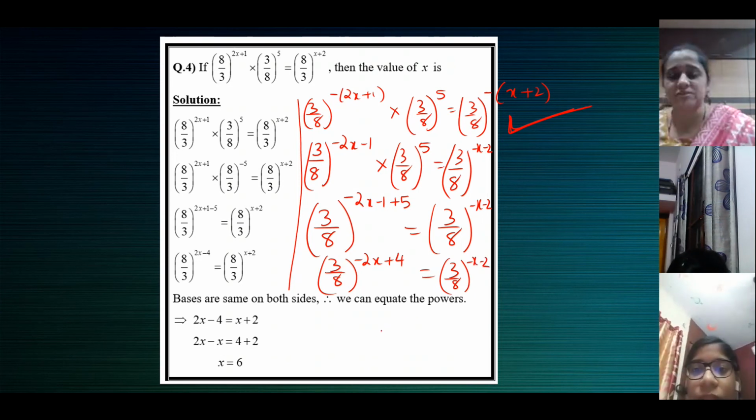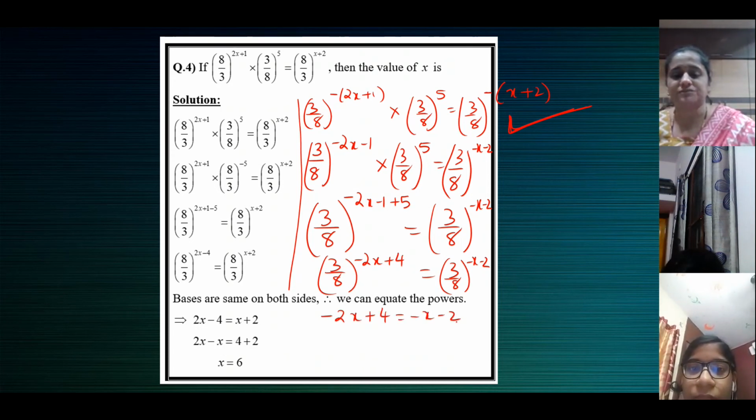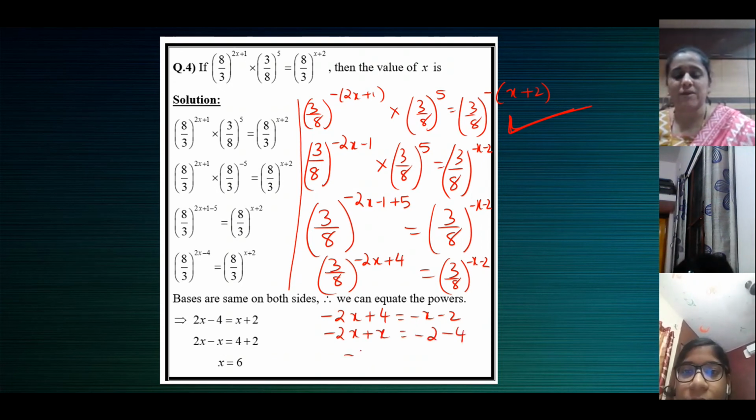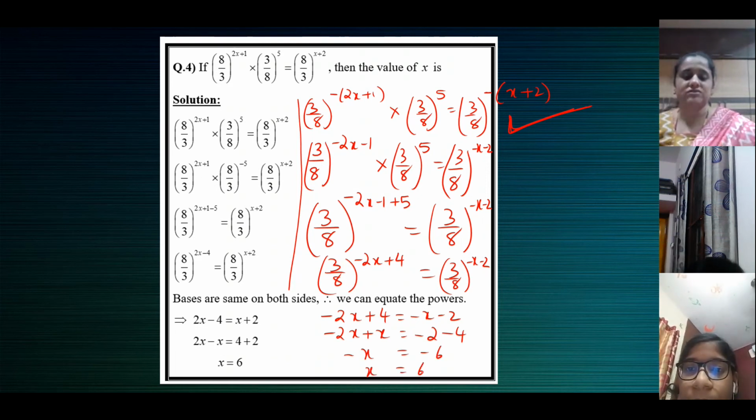Now on either side, the bases are the same, so we equate the powers. Minus 2x plus 4 is equal to minus x minus 2. Take the x terms on one side and the numbers on the other side. So minus 2x plus x is equal to minus 2 minus 4. Minus x is equal to minus 6. x is equal to 6.